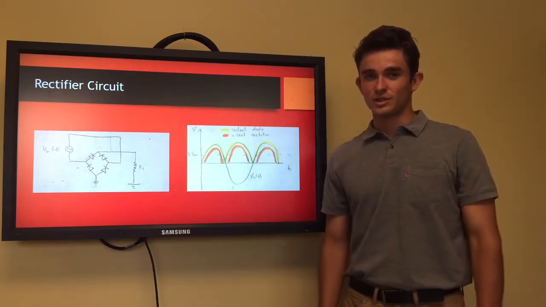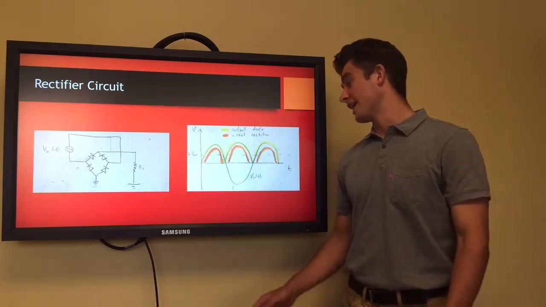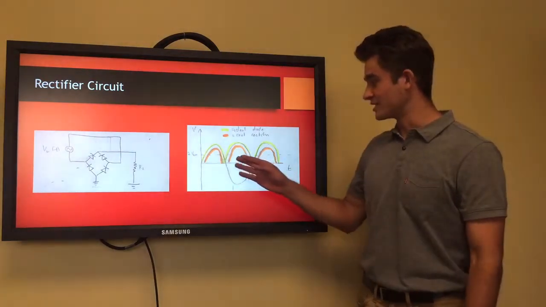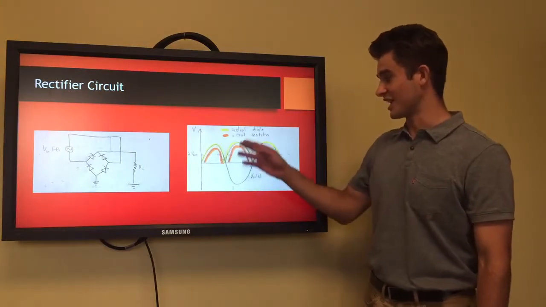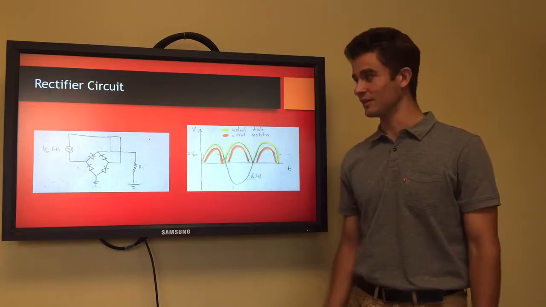And it also doesn't pass homogeneity, because if you passed a negative sine in, you'd expect an inverted rectified signal, but instead you'd still get the same exact rectified signal, which is basically the absolute value of the sine wave.